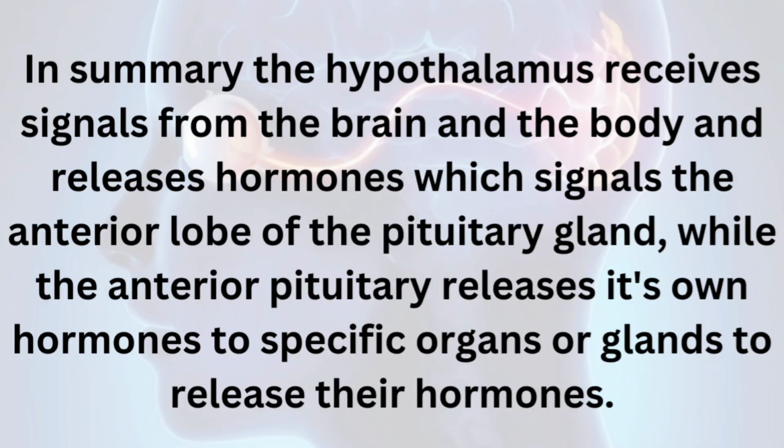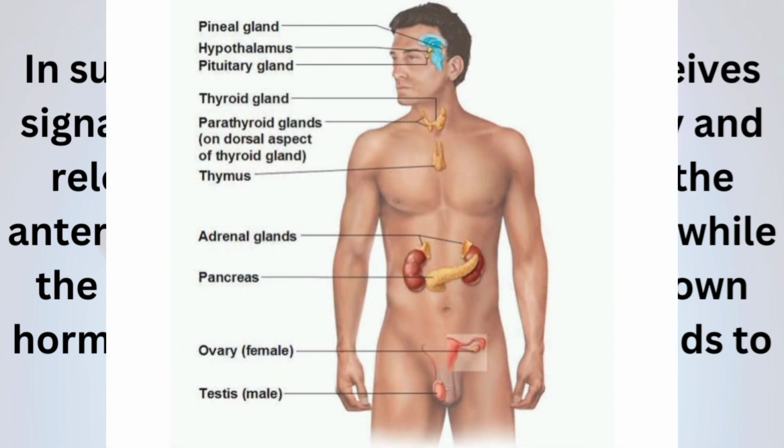In summary, the hypothalamus receives signals from the brain and the body, and releases hormones which signal the anterior lobe of the pituitary gland, while the anterior pituitary releases its own hormones to specific organs or glands to release their hormones. The endocrine system is a unique system, in such a way that it plays a very important role in our day-to-day activities.